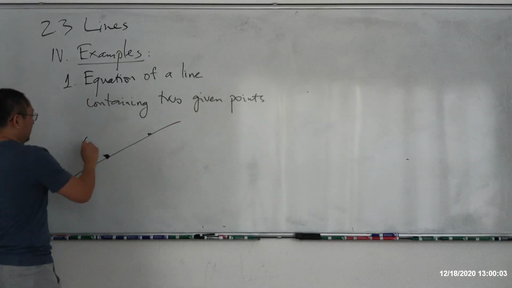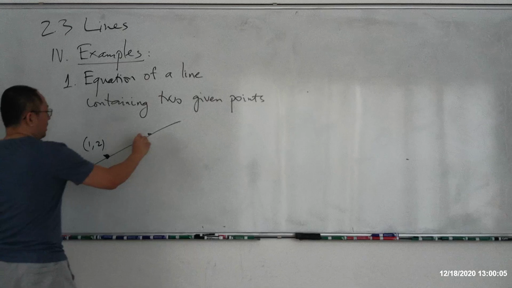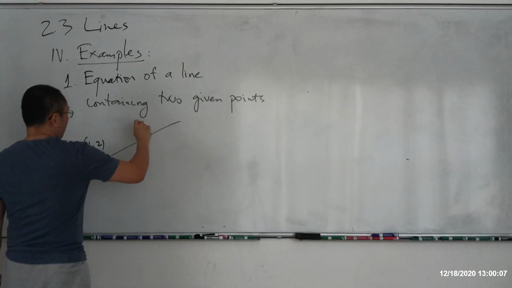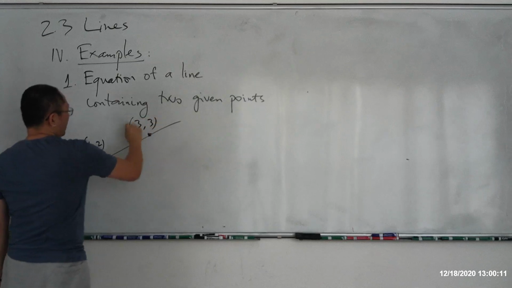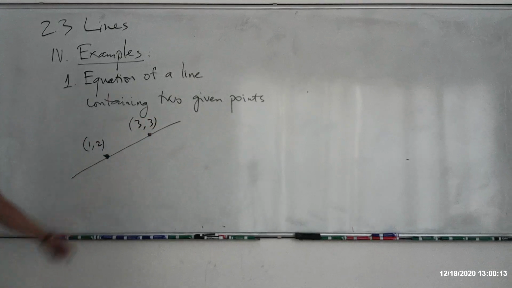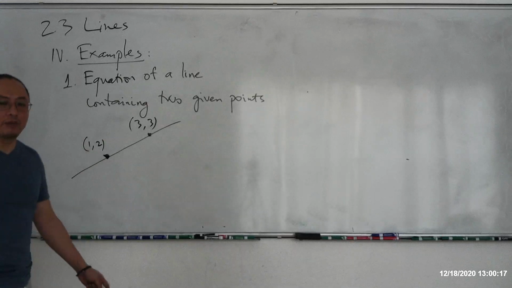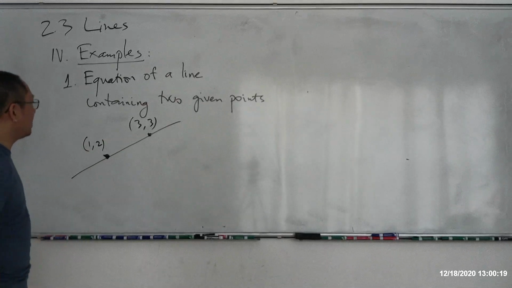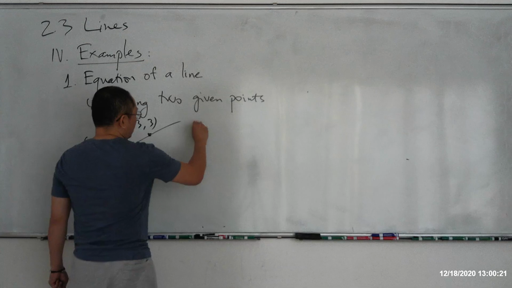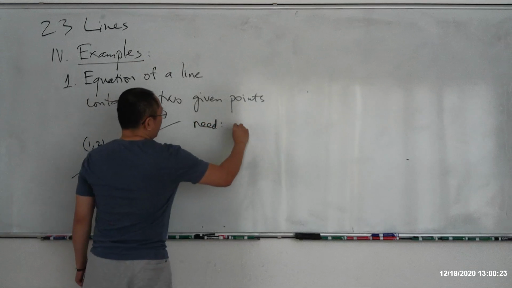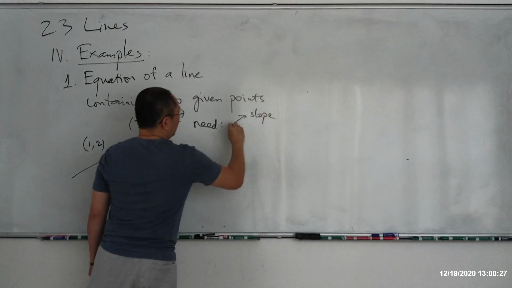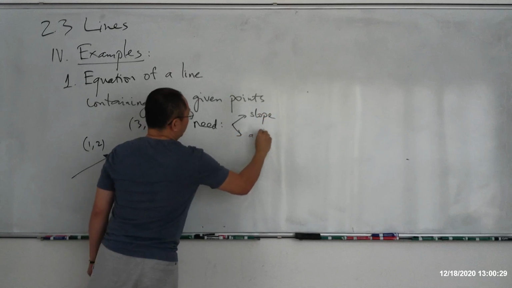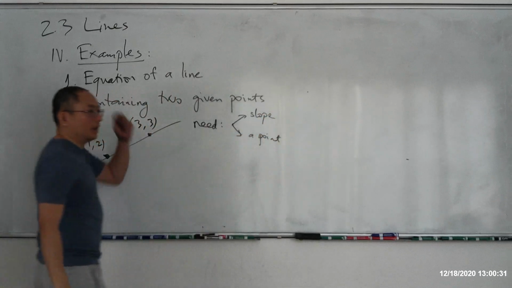Say this point is (1, 2). This point right here is going to be (3, 3). I just made up 2 numbers. I gave you 2 points. Can you find the equation of the line? So we have to go back to what we learned before. In order to find the equation of the line, you need 2 things. You need a slope and a point. And then we can find the equation of the line.